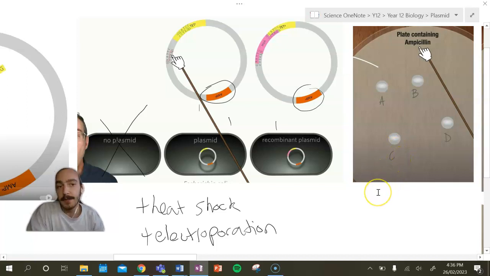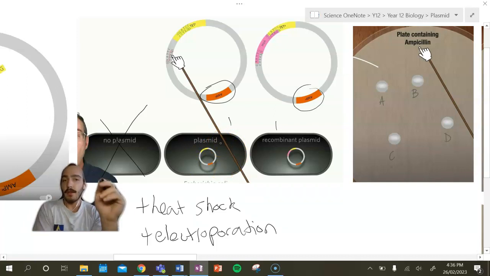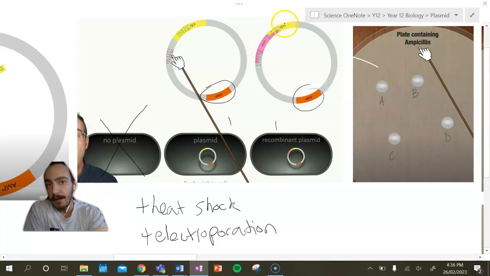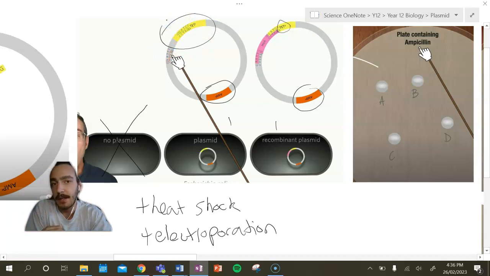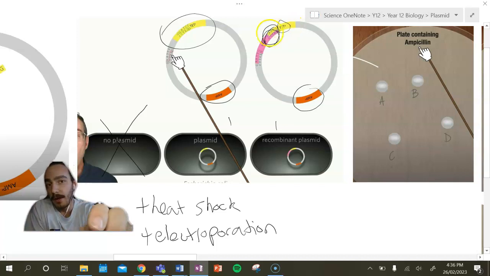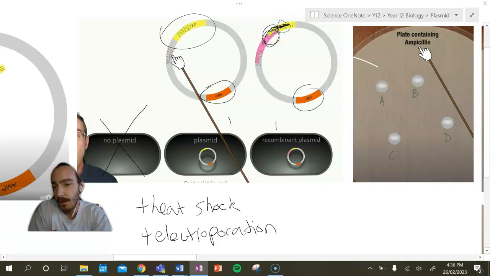Now you might be wondering, how do we know if it's got the recombinant plasmid or the normal plasmid, the uncombined one? Well, this is where it goes back to where we see tetracycline. Tetracycline is another antibiotic resistance gene. So we can see that in the normal situation, if it didn't take up the insulin A gene, the tetracycline is uninterrupted, whereas here it's been interrupted by the insulin A gene. So this doesn't work. It's a non-functional tetracycline resistance.